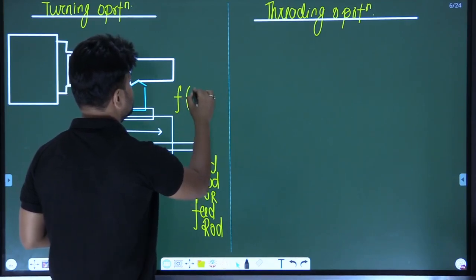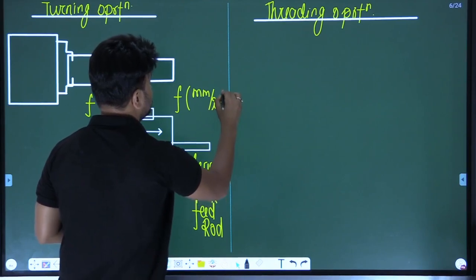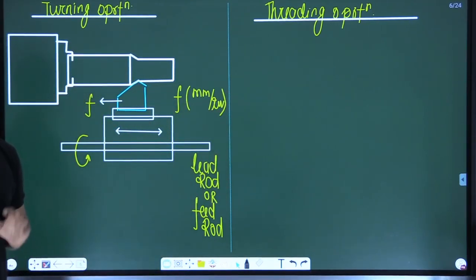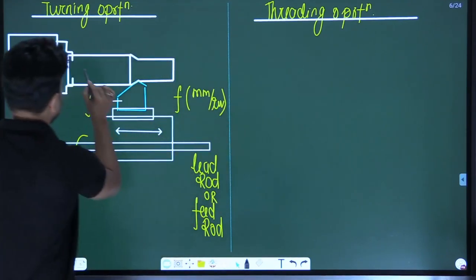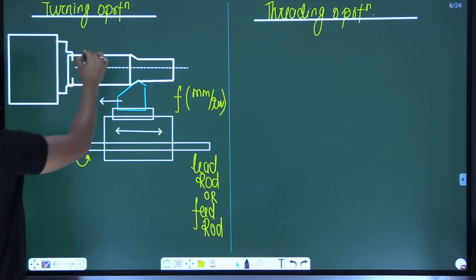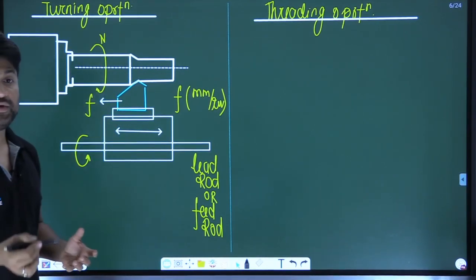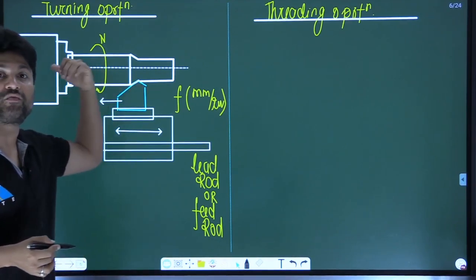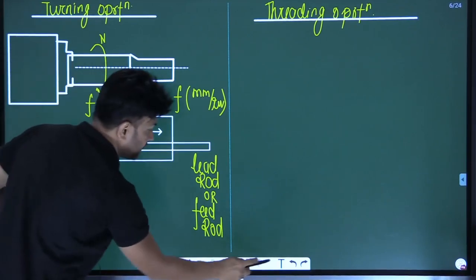The unit by which you are familiar, mm per revolution. That feed will come in the picture. Am I clear? The feed of the tool, which is along the axis of rotation of the workpiece, will come in the picture. Here the workpiece is rotating with RPM n. And you know the workpiece is getting that RPM from where? From the motor.